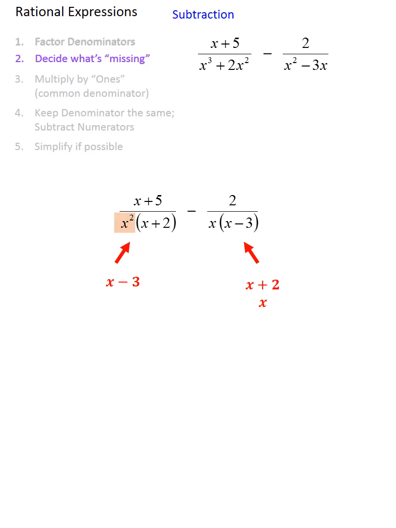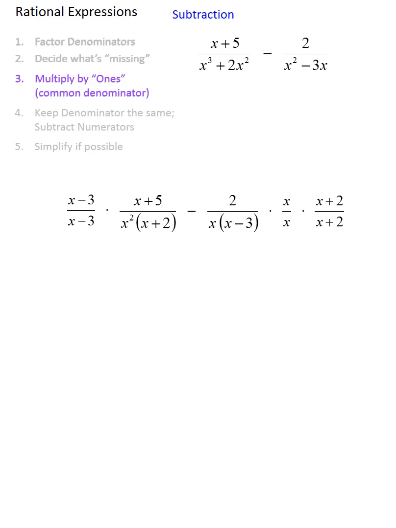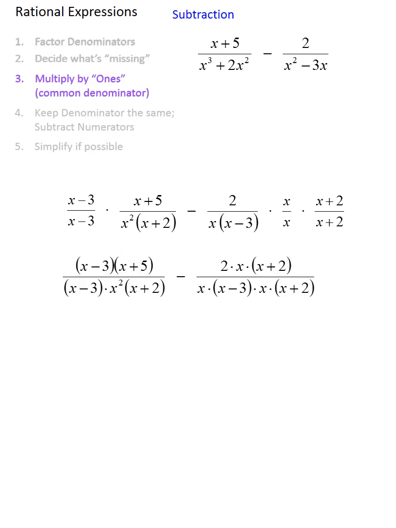This side has an x squared in it. This side only has an x in it, so multiplying one more x in will make those match, and we'll get a common denominator. So I'm going to multiply in the appropriate 1s to get all my denominators to match. Here I've multiplied everything together, but really only in the sense of physically putting all the factors next to each other.